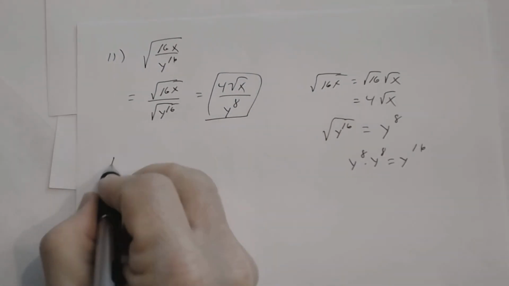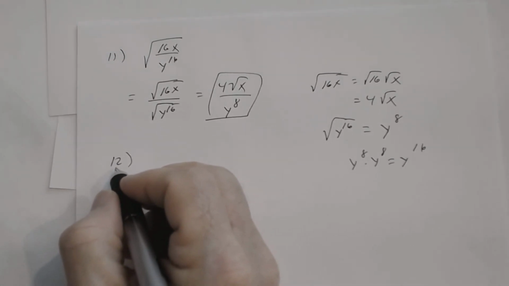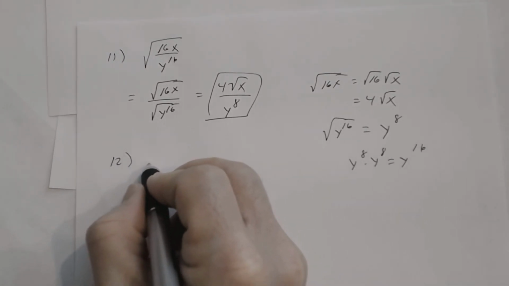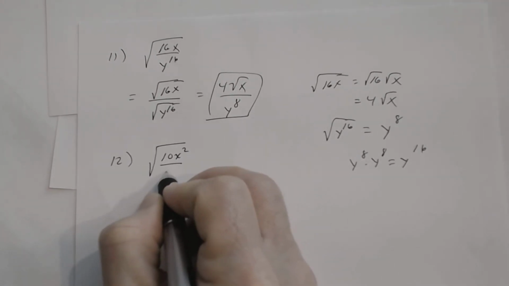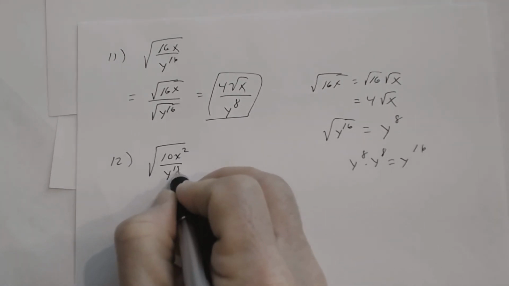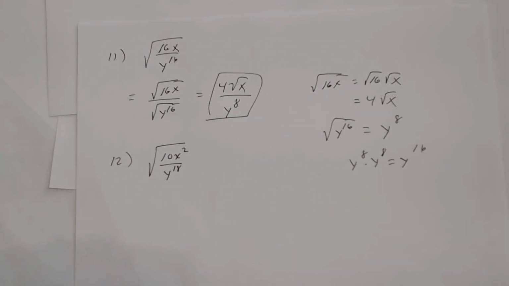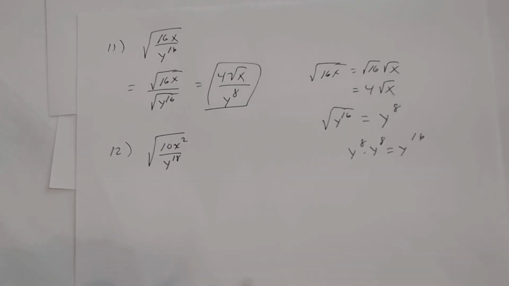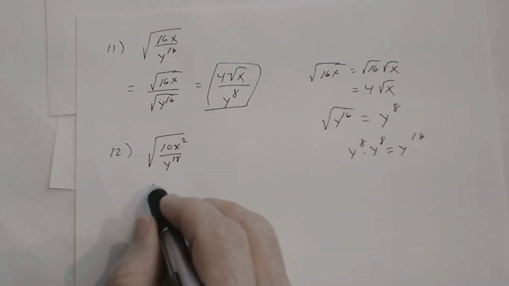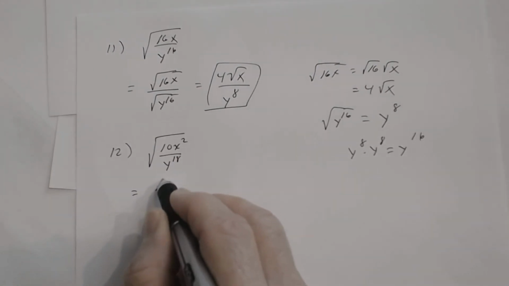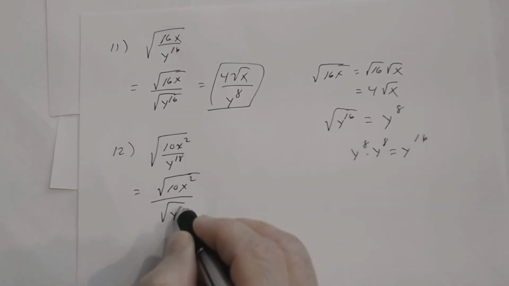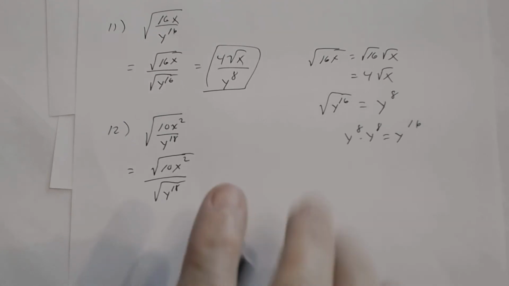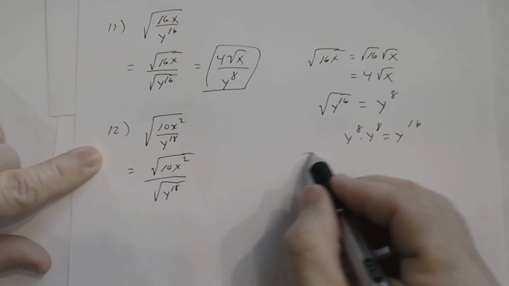Okay. Number 12, I have the square root of 10x squared divided by y to the 18th. All right, so again, that same idea. So I'm going to use the quotient rule first. So I get the square root of 10x squared divided by the square root of y to the 18th, right? So let's go off to the side and deal with the numerators, just like we did here.